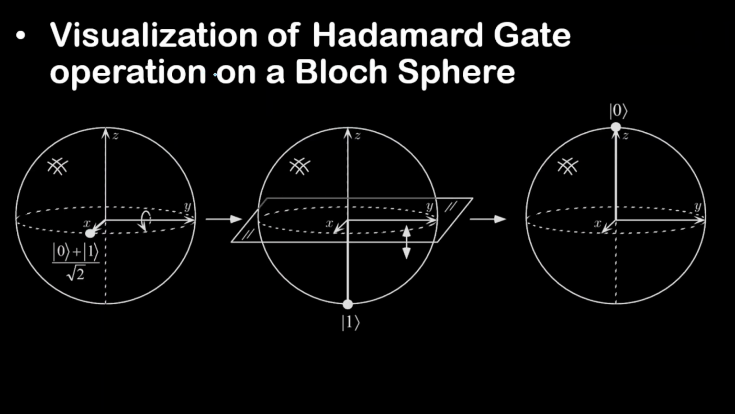So this is the visual representation of the operation of the Hadamard gate on the Bloch sphere. So for the state psi, which is equal to 0 plus 1 divided by root 2, firstly this operation rotates about the y-axis by 90 degrees, followed by the rotation about the x-axis by 180 degrees.